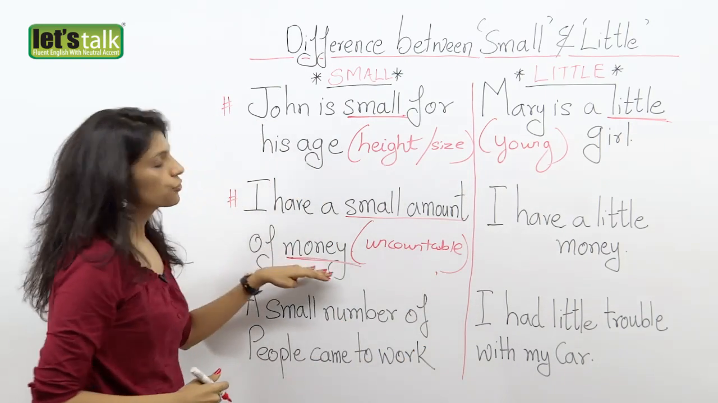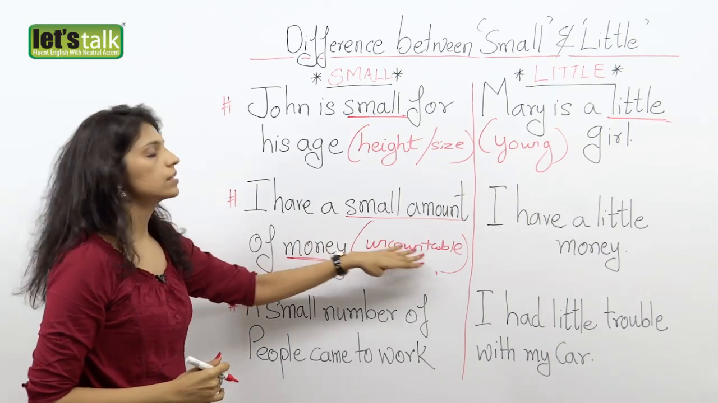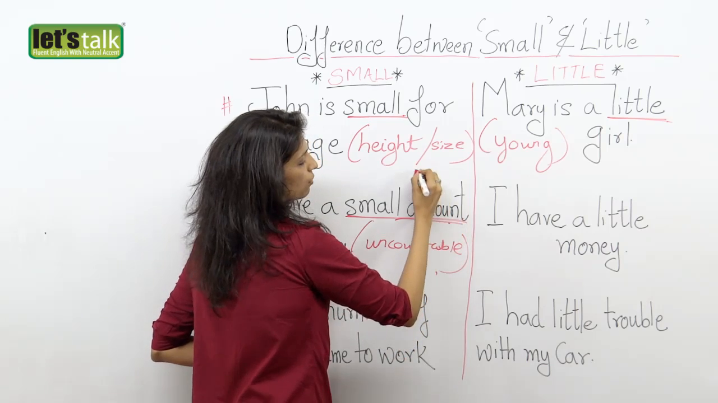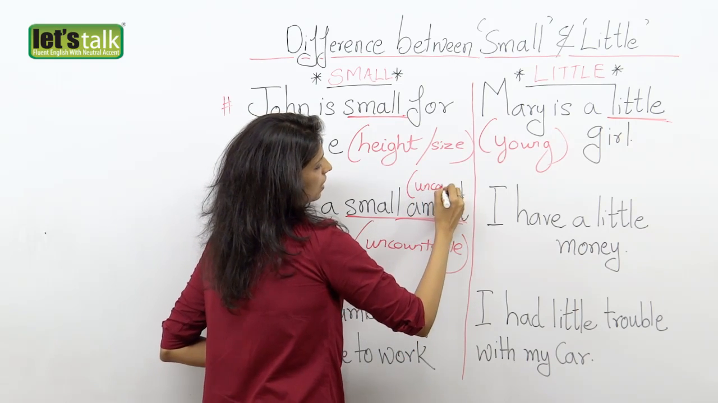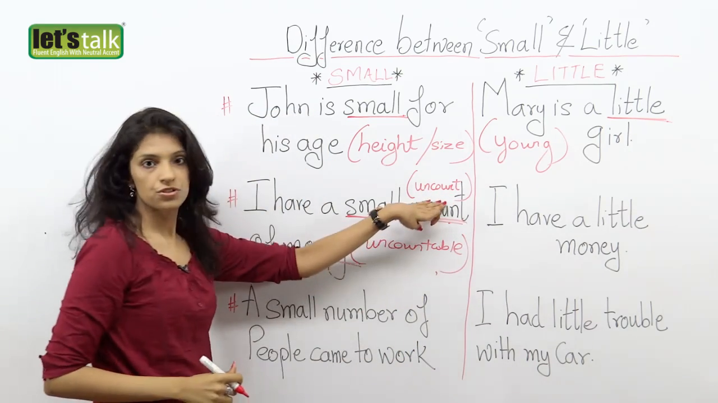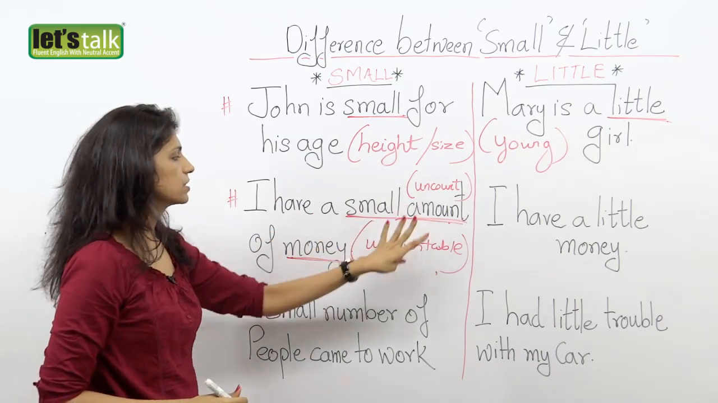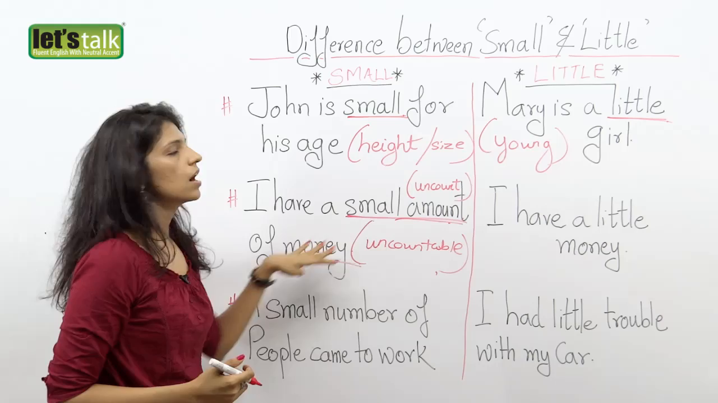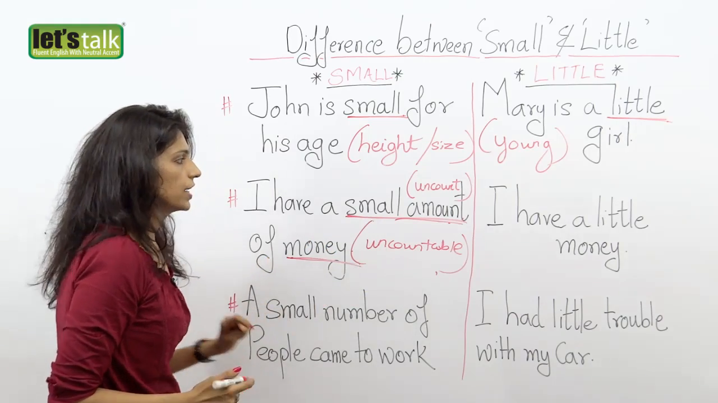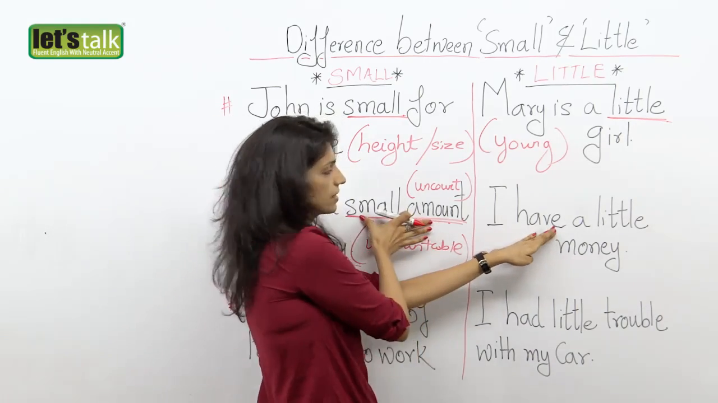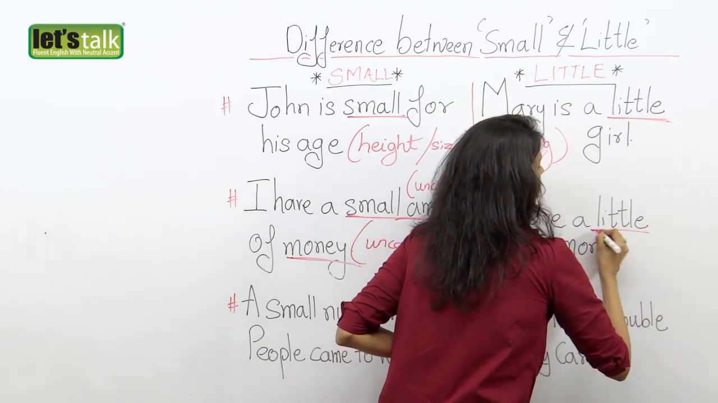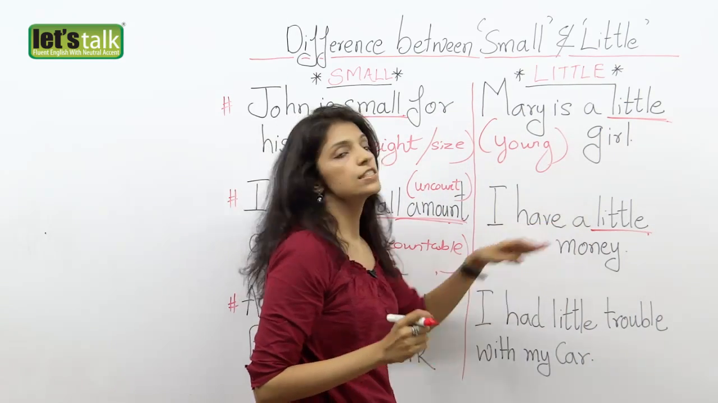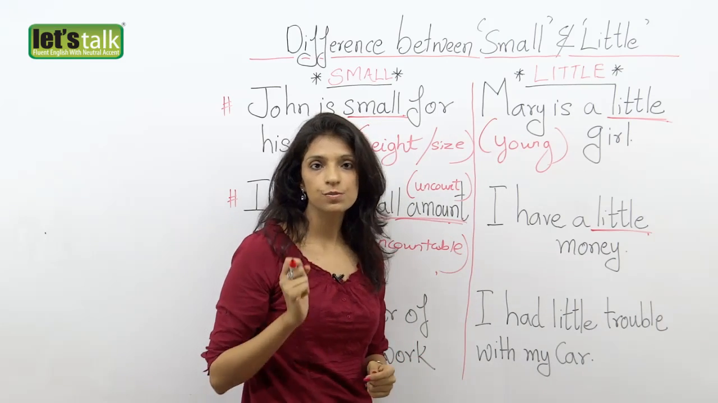So the important thing to remember here is when you talk about uncountable nouns using small, always use small amount for the uncountable nouns, right? I cannot say I have a small money. Would it make sense? No. So always say I have a small amount of money. Now here I can replace it by saying I have a little money. So again, money is uncountable. Remember, little is always used with uncountable nouns.